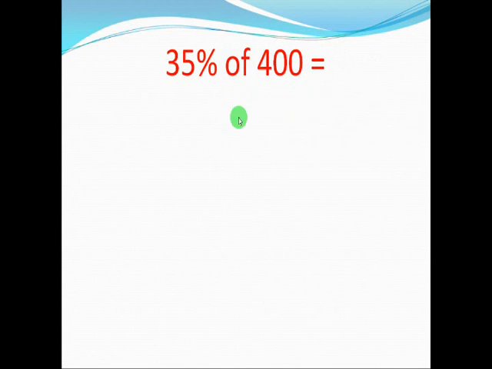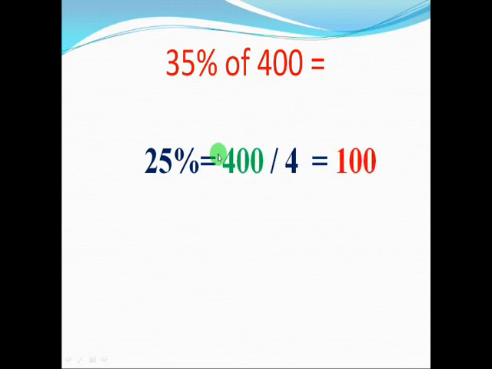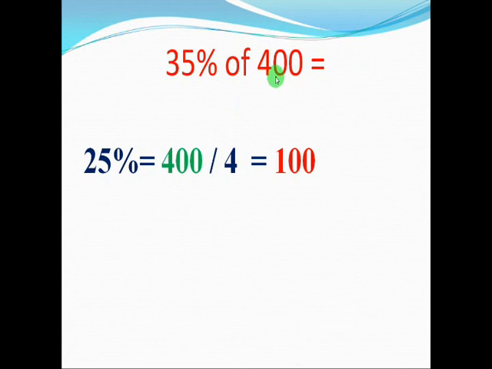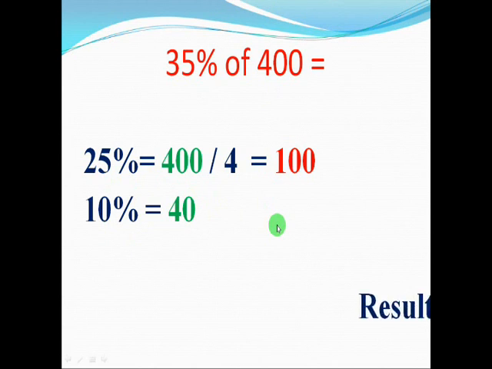Now we can see how to solve this same problem in a different and very fast way. Instead of calculating 10%, we will calculate 25% of 400. It is 400 divided by 4, which is 100. When we subtract 25% from 35%, we still have 10% remaining. So we have to calculate 10% of 400, which is 40. As 25% plus 10% equals 35%, the answer will be the sum of these two values, that is 100 plus 40.